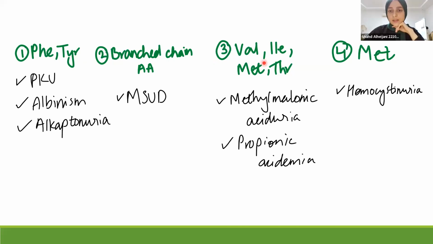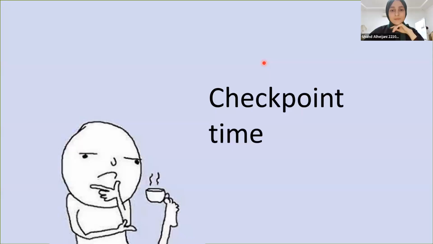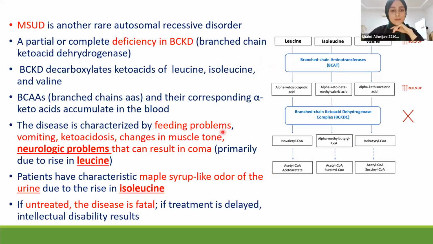Okay, let me go back to the slide one second. Okay, so we said it causes neurological problems. So I guess this includes seizures. I'm not sure if it's exactly seizures, but we said that due to accumulation or rise in leucine, there could be neurologic symptoms. Any other questions?